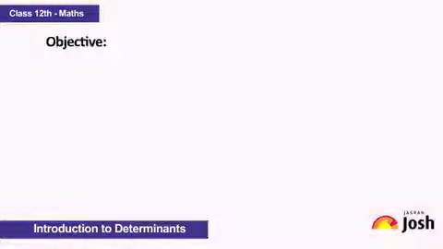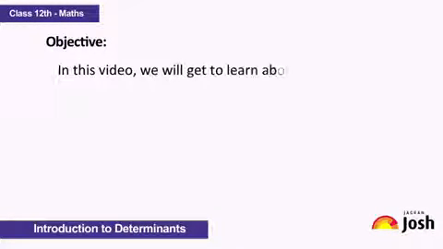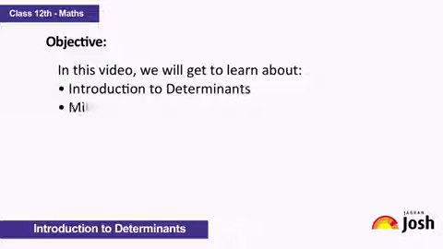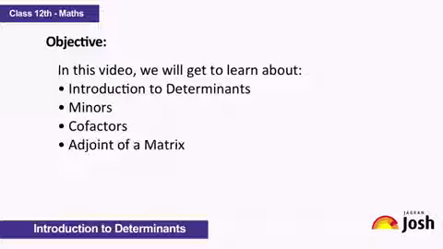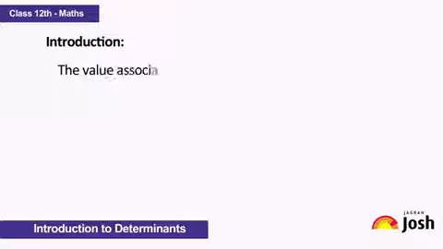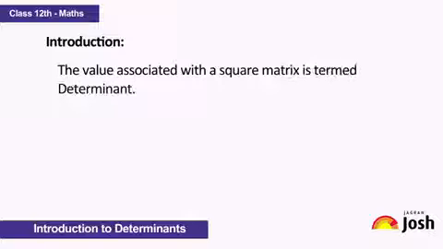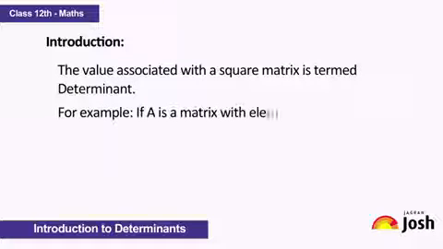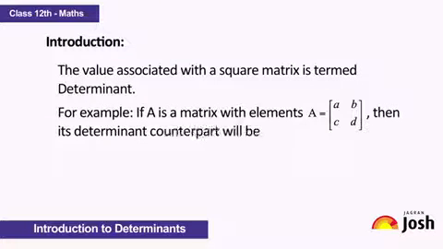In this video, we will get to learn about introduction to determinants, minors, cofactors, adjoint of a matrix. The value associated with a square matrix is termed determinant. For example, if A is a matrix with elements A, B, C, D, then its determinant counterpart will be determinant of matrix A is equal to determinant of elements A, B, C, D, which is again equal to AD minus CB.